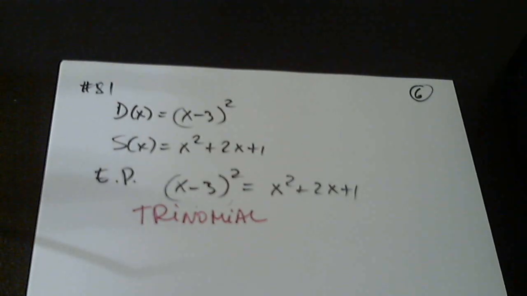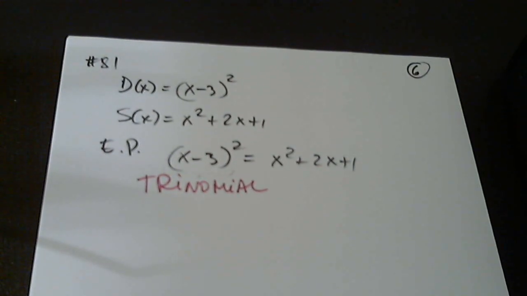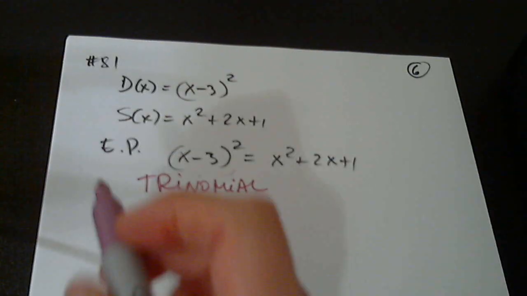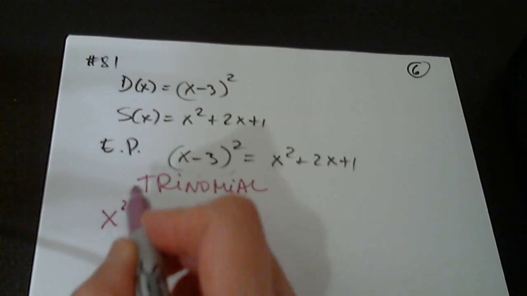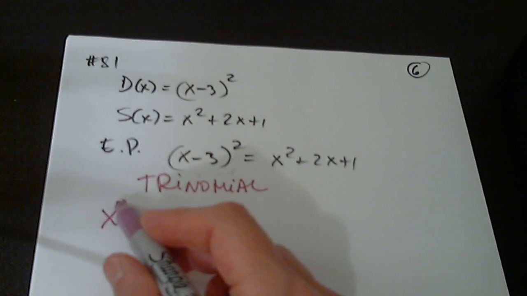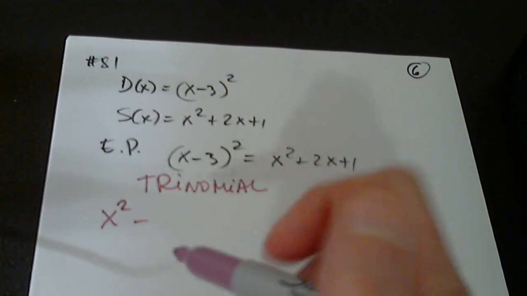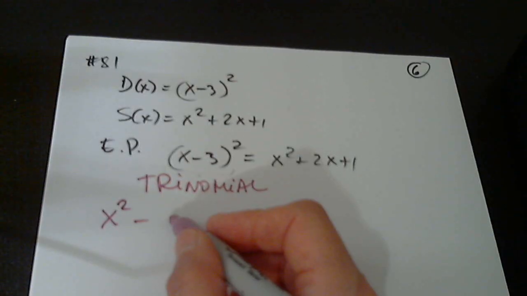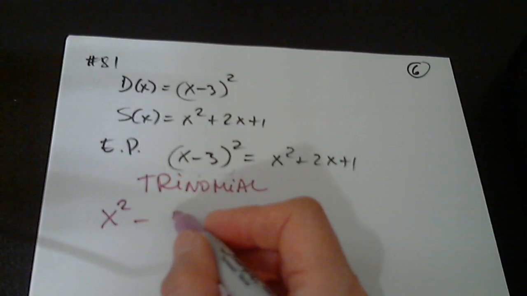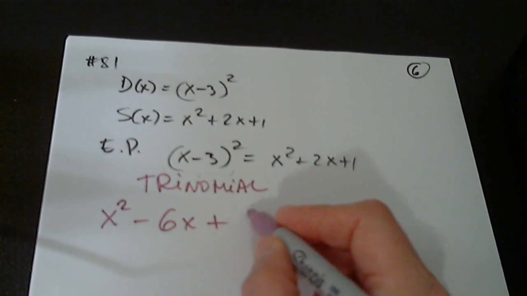Can anyone square (x minus 3) squared, please? We discussed this a week ago. Would it be x squared minus 2 times the first times the second, minus 6x? Perfect. Plus 9. That's it.